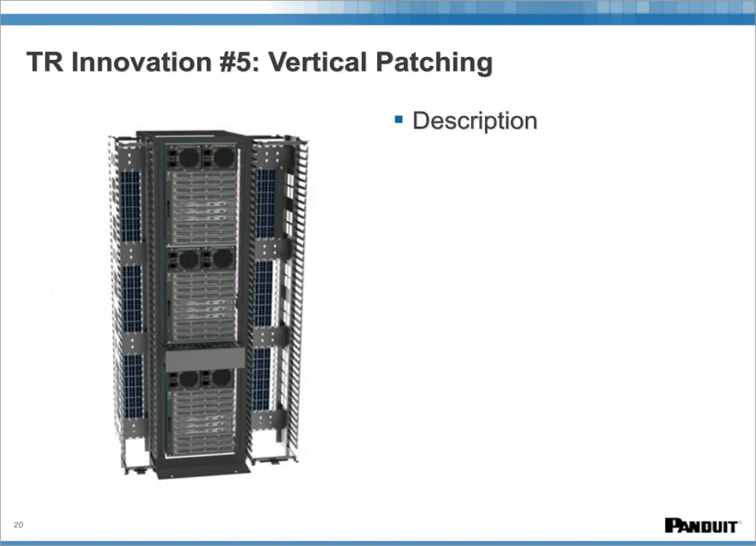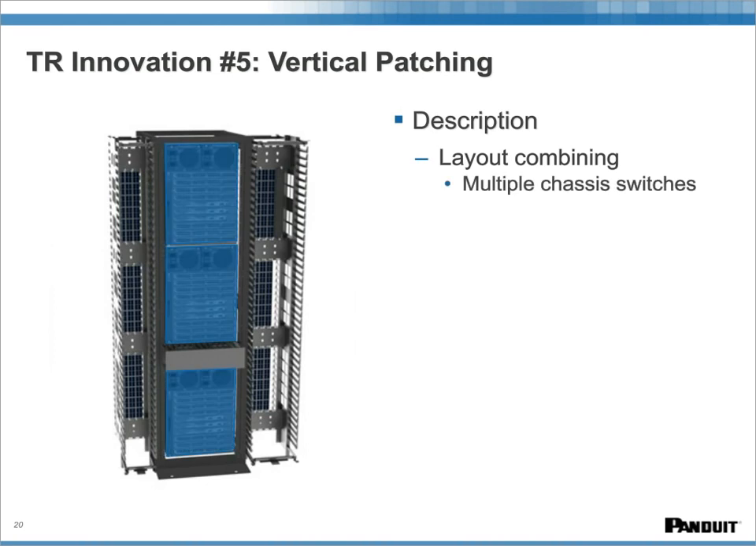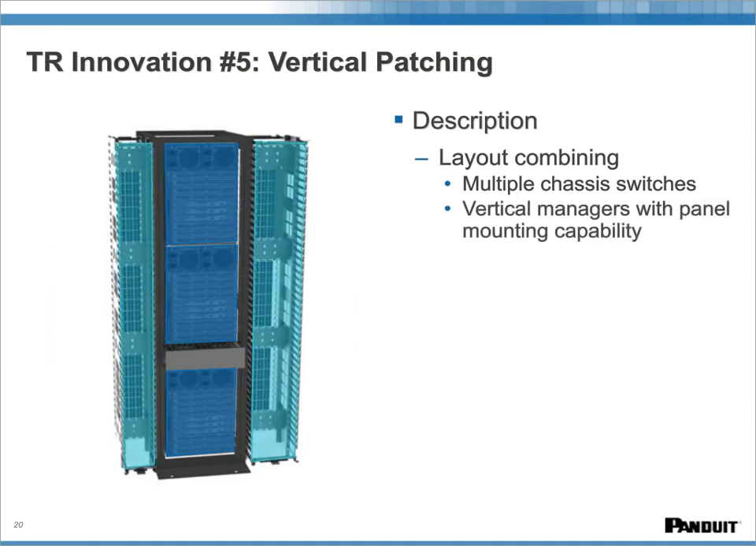So once again, this is going to be an entire layout, and it's going to combine the following elements. Multiple chassis switches. In this case, it's actually 3 of the same 4510. They're 14 RU each. In the center of the rack, here in the teal color, you can see that we're using vertical managers with panel mounting capability within the managers, meaning vertical panel mounting capability, which not all vertical managers have. They have to be specifically intended for that purpose.